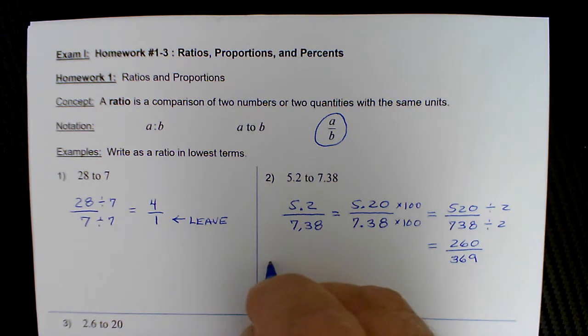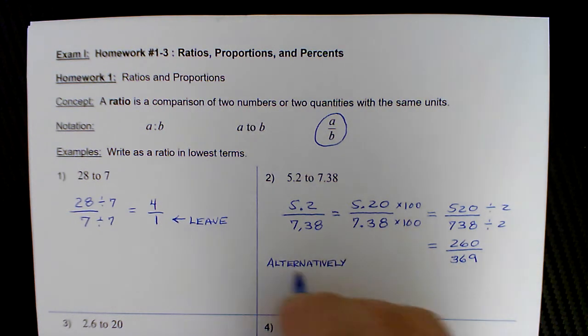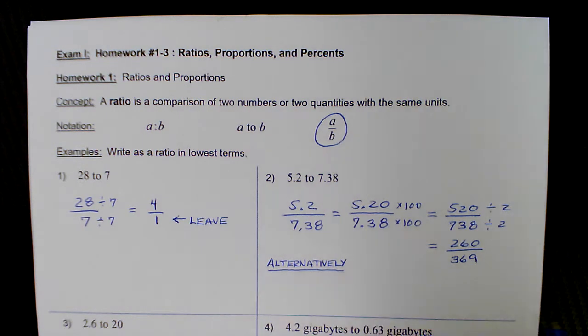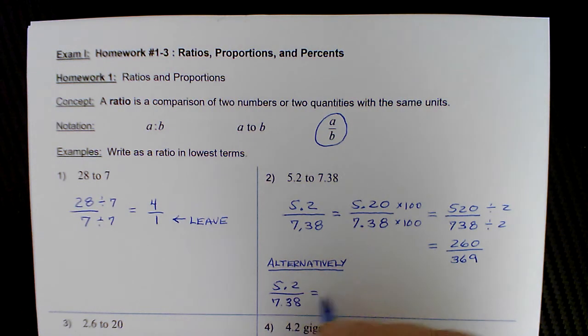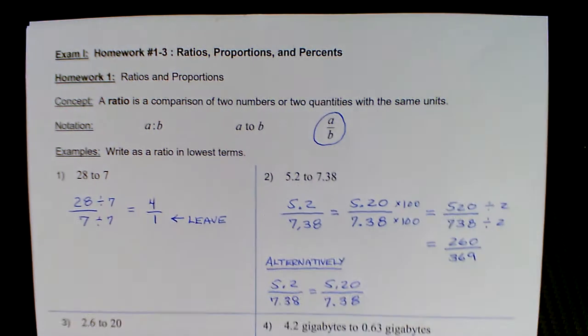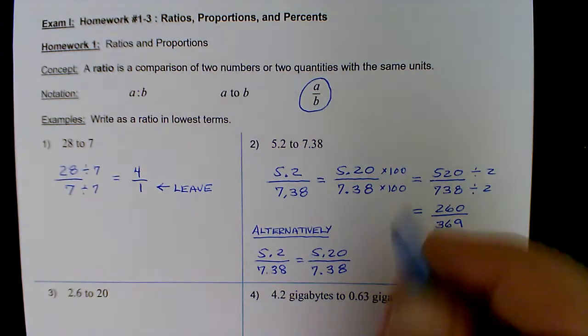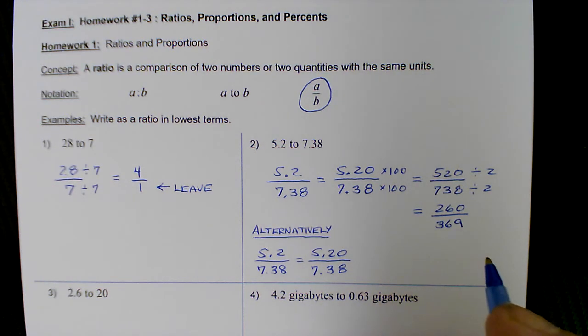Now, alternatively, you could start with the same situation, 5.2 over 7.38. And again, I like to add the trailing 0 to make the decimal numbers have the same place value. But instead of multiplying by 100 over 100, equivalently what you could do is just move the decimal point.